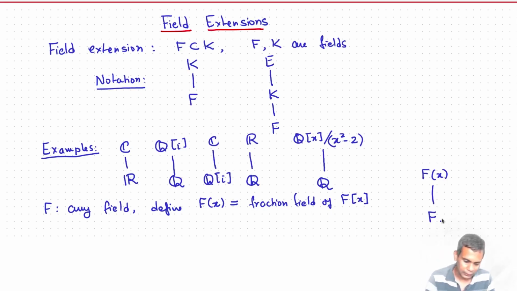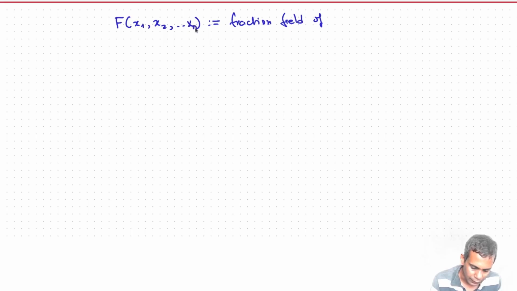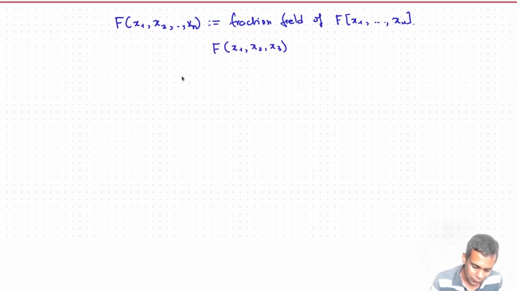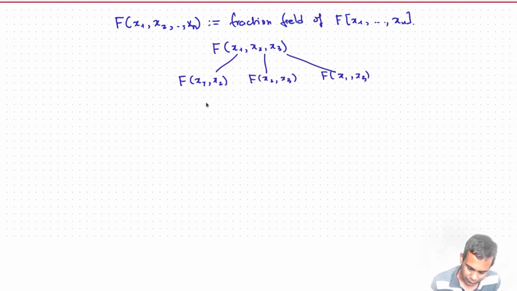More generally, we can talk about multivariable fraction fields. For example, you can talk about F(x1, x2, and so on), defined as the fraction field of the polynomial ring in n variables. Now you have the field F(x1, x2, x3) of rational functions in 3 variables. This will contain fields of rational functions in 2 variables, F(x1, x2), F(x2, x3), F(x1, x3). And then here you'll have F(x2), F(x1), F(x3), the fields of rational functions in 1 variable.